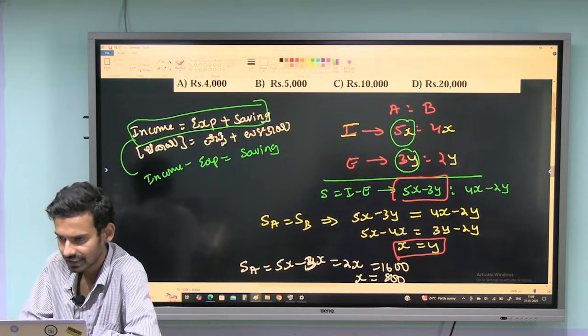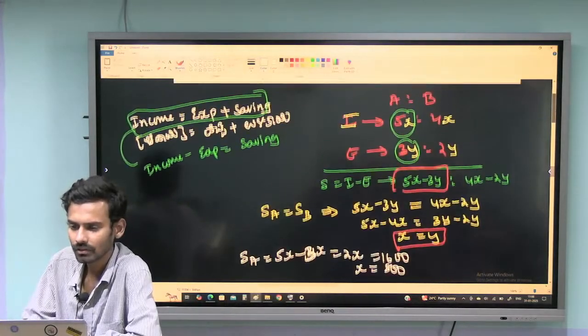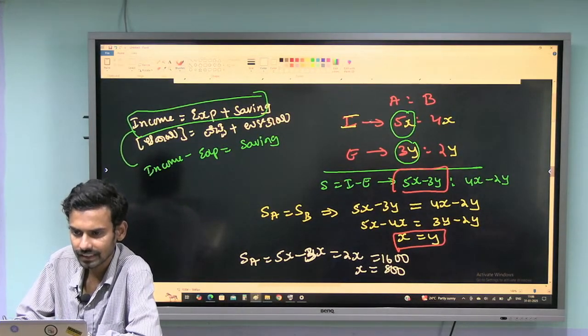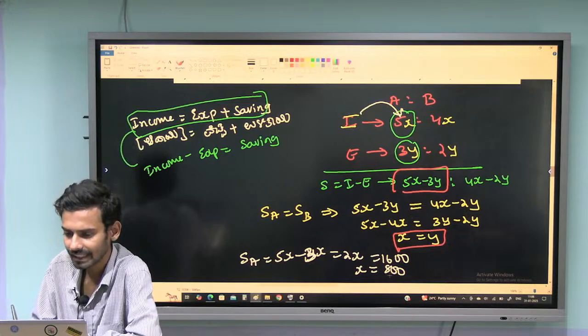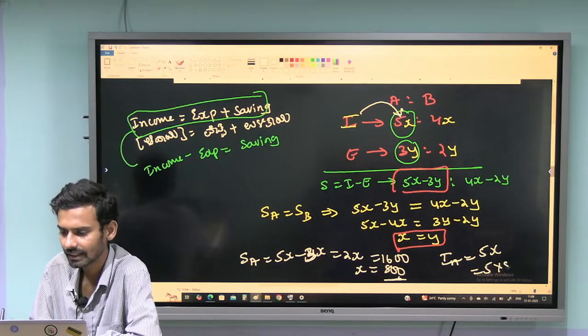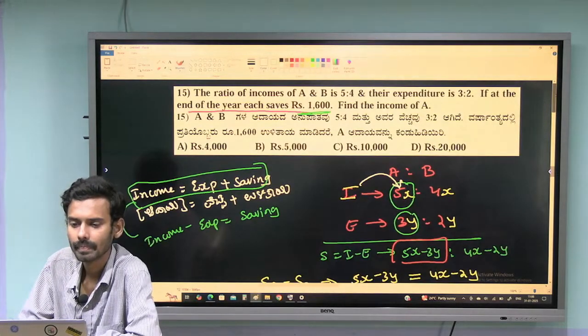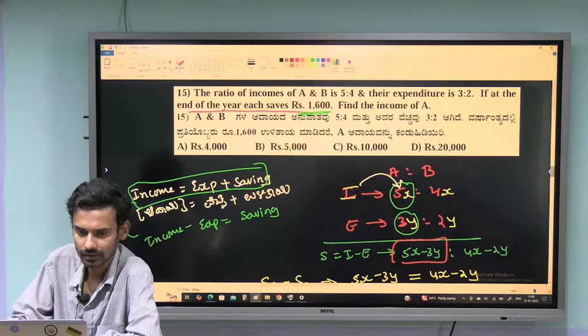Now what is the question asking for? Find the income of A. Income of A according to ratio is 5x, and I am getting x value as 800. So income of A is equal to 5x, which is 5 into 800. So my answer should be equal to 4000. So which is the option? Option A will be the correct answer.